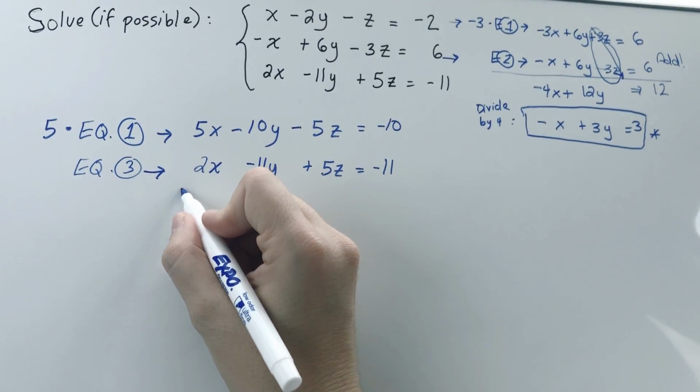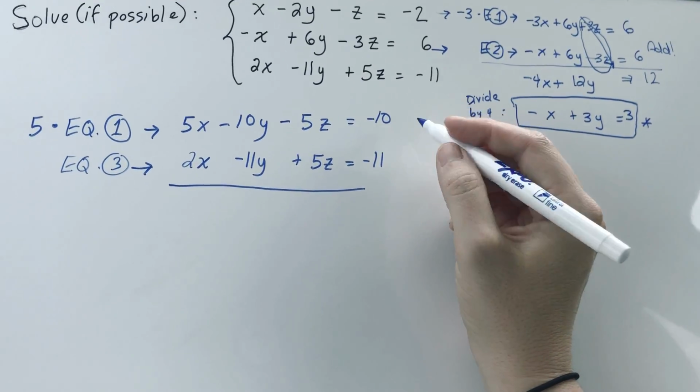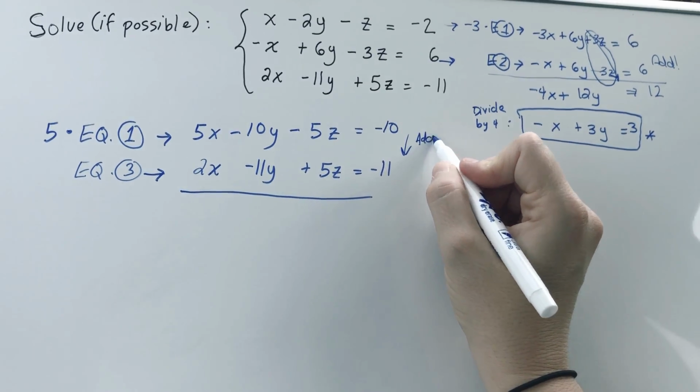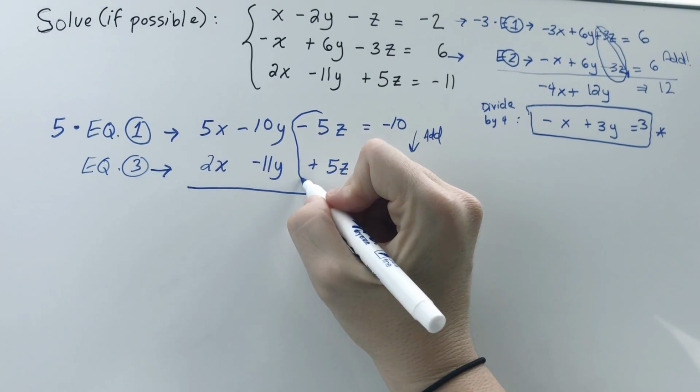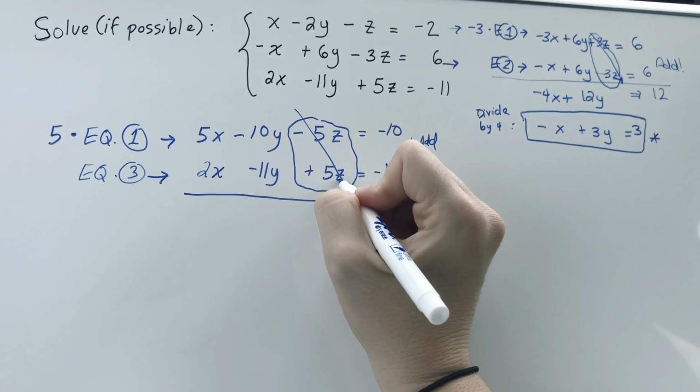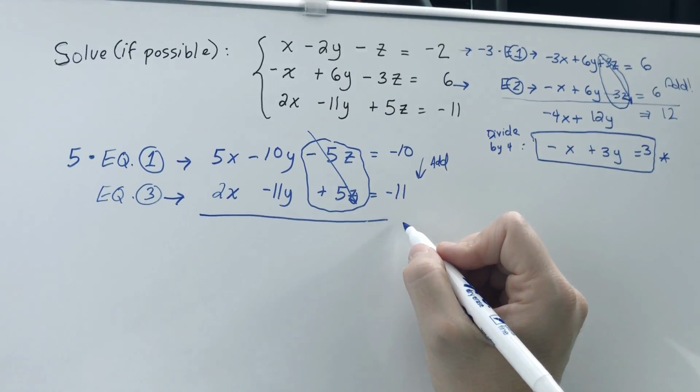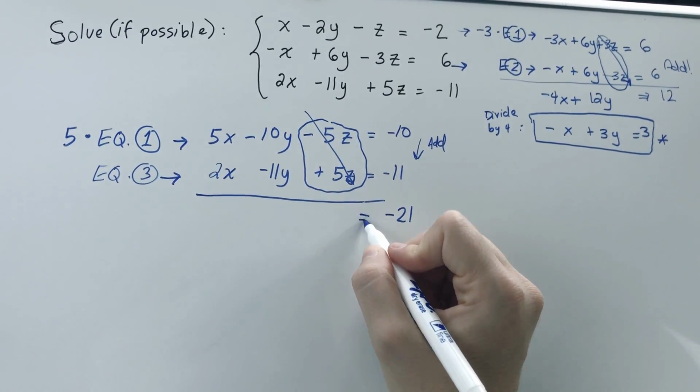Okay. So now we're going to do the same thing we did earlier. We're going to add these down and see that our z's should cancel because we built it that way. They are opposites. But negative 10, negative 11, that becomes negative 21.